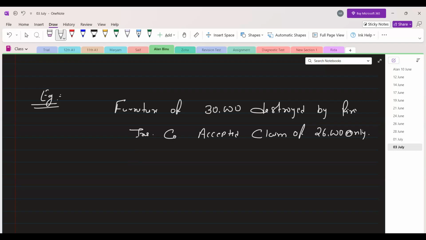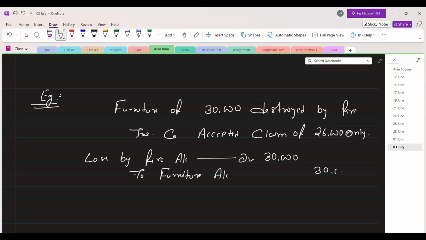30,000. It means you will always make a full claim. It's up to the insurance company whether they will accept the full claim or not, but you will always ask for the full money. So if furniture is destroyed by fire, it will be loss by fire account debit to furniture account, 30,000.